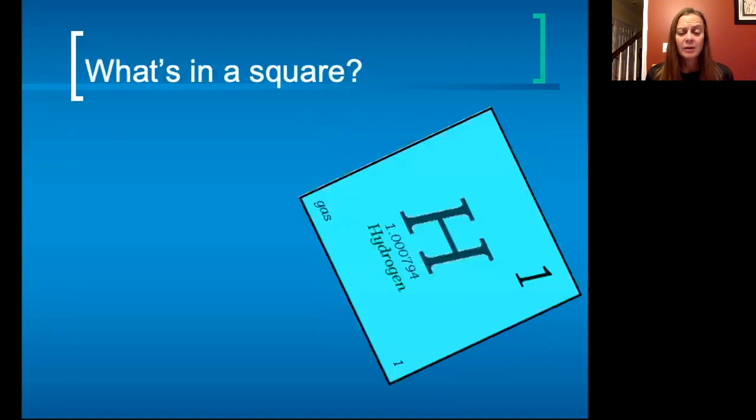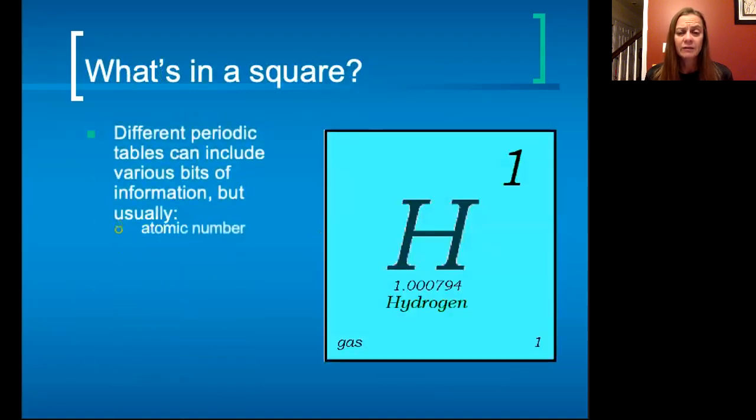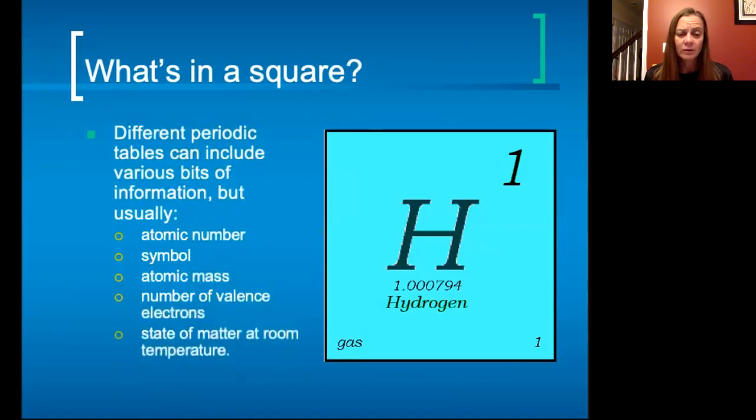Now, depending on the periodic table, there's going to be different pieces of information. You're always going to find the atomic number. You're always going to find the symbol. You are usually going to find the average atomic mass. Sometimes it'll list the number of valence electrons, and sometimes it'll even tell us the state of matter at room temperature. So let's delve into a couple of those things that we find on the periodic table.